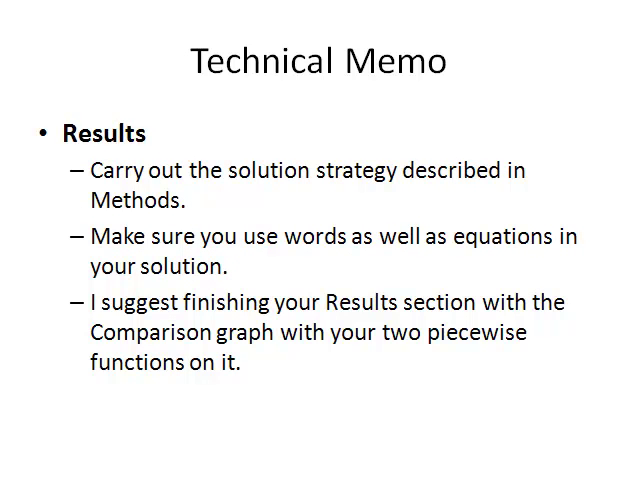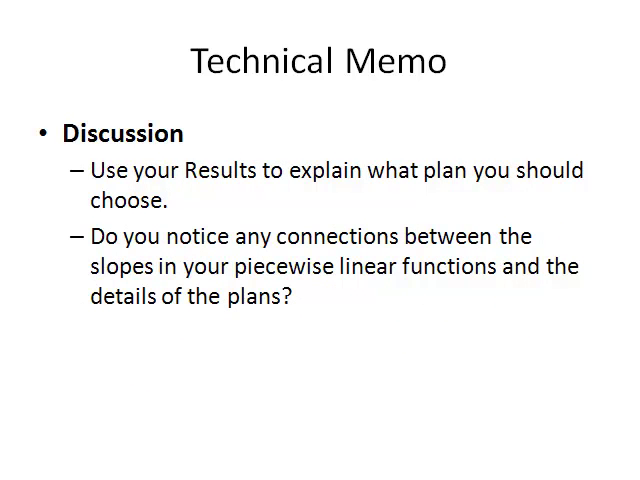In the results section, they carry out the strategy outlined in the methods section. Students have a tendency to want to write a solid mass of equations without any explanation. Getting them to use sentences in mathematics is like pulling teeth. For this project, ending the results section with a comparison graph is a good ending point. This allows them to use the discussion section to explain what plan should be chosen and why. I also ask them to look at the big picture and talk about that too.